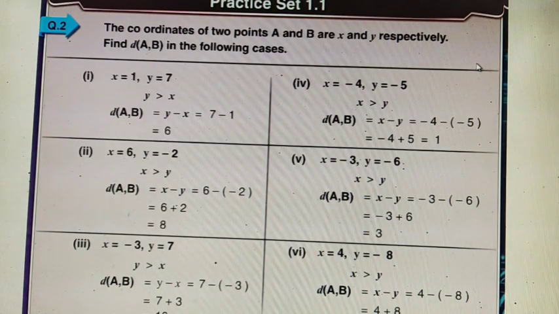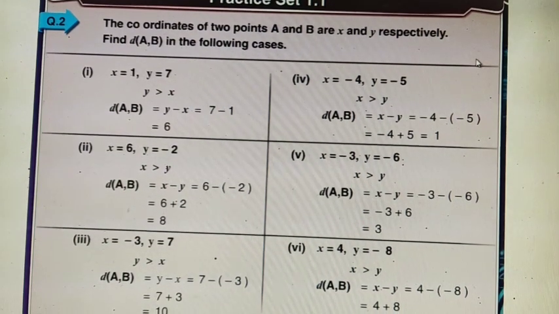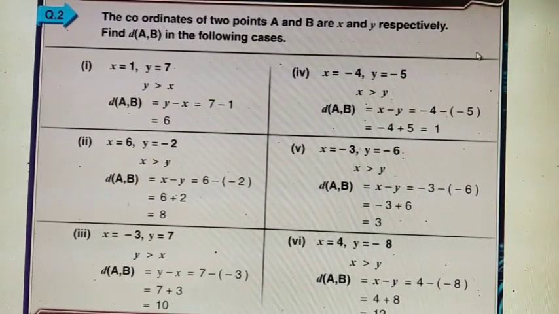Fifth question, x is equal to minus 3, y is equal to minus 6. Here x is greater than y. Therefore distance between A and B is equal to x minus y is equal to minus 3 minus of minus 6 is equal to minus 3 plus 6 is equal to 3. Sixth question, x is equal to 4, y is equal to minus 8. x is greater than y. Distance between A and B is equal to x minus y is equal to 4 minus of minus 8. The 4 plus 8 is equal to 12.